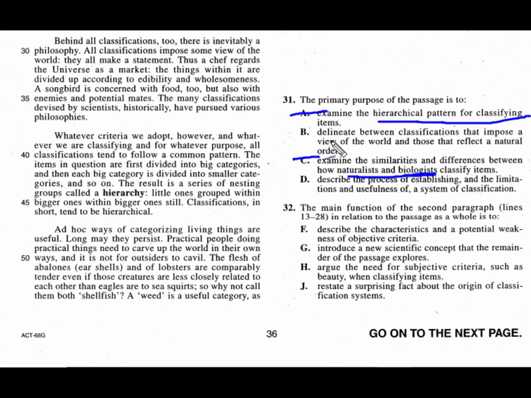That's out, all right? Delineate between classifications that impose the view of the world that reflect natural order, or describe the process of establishing limitations and usefulness of a classification system. I'd get it down to 2, and then basically, is it delineating between the classifications, or is it basically just kind of talking about how they're used? Look back, criteria we adopt, here's a pirate flag. You're going to see the better answer choice here is going to be answer choice D. So remember, big picture questions, you always want to make sure that you go in there and take a look at your topic sentence and look for pirate flags.